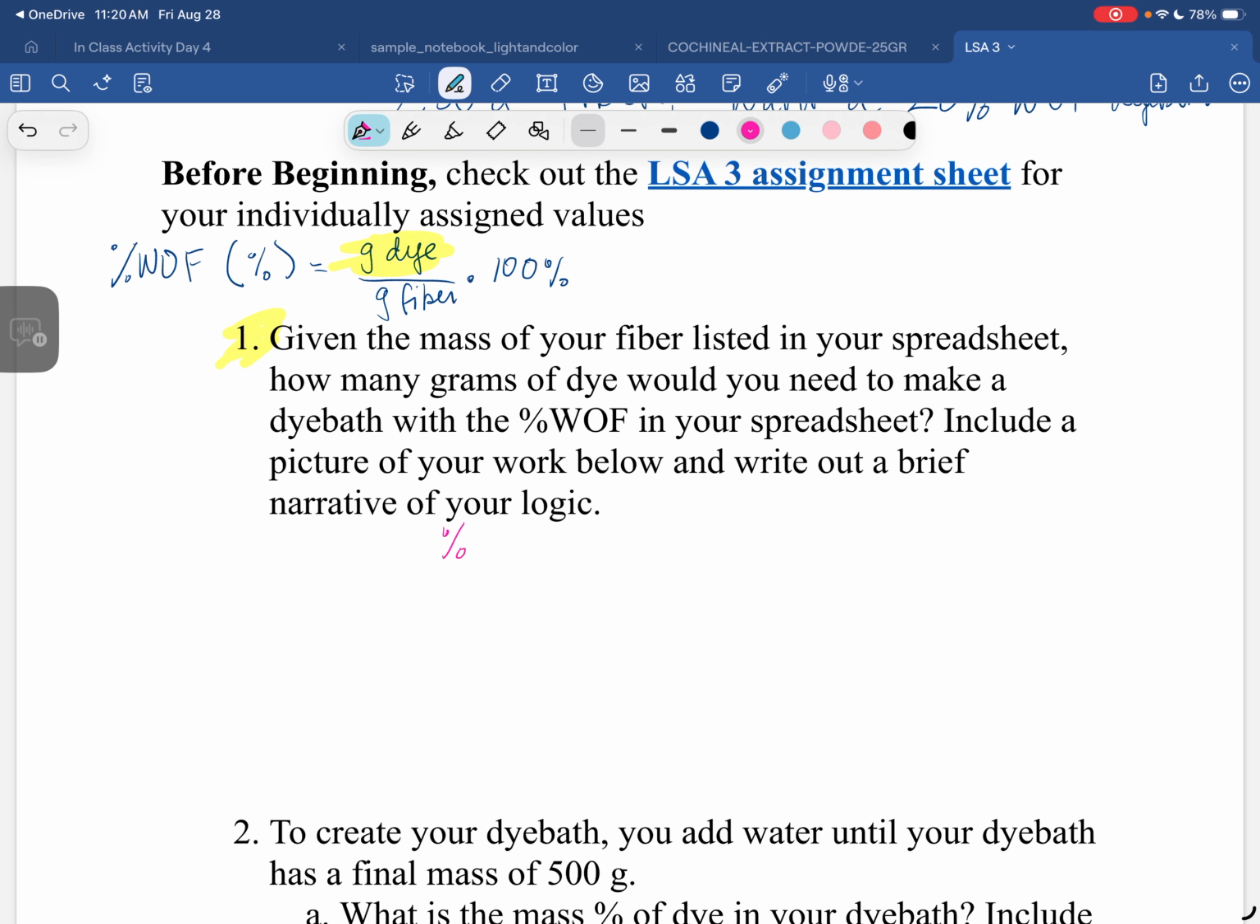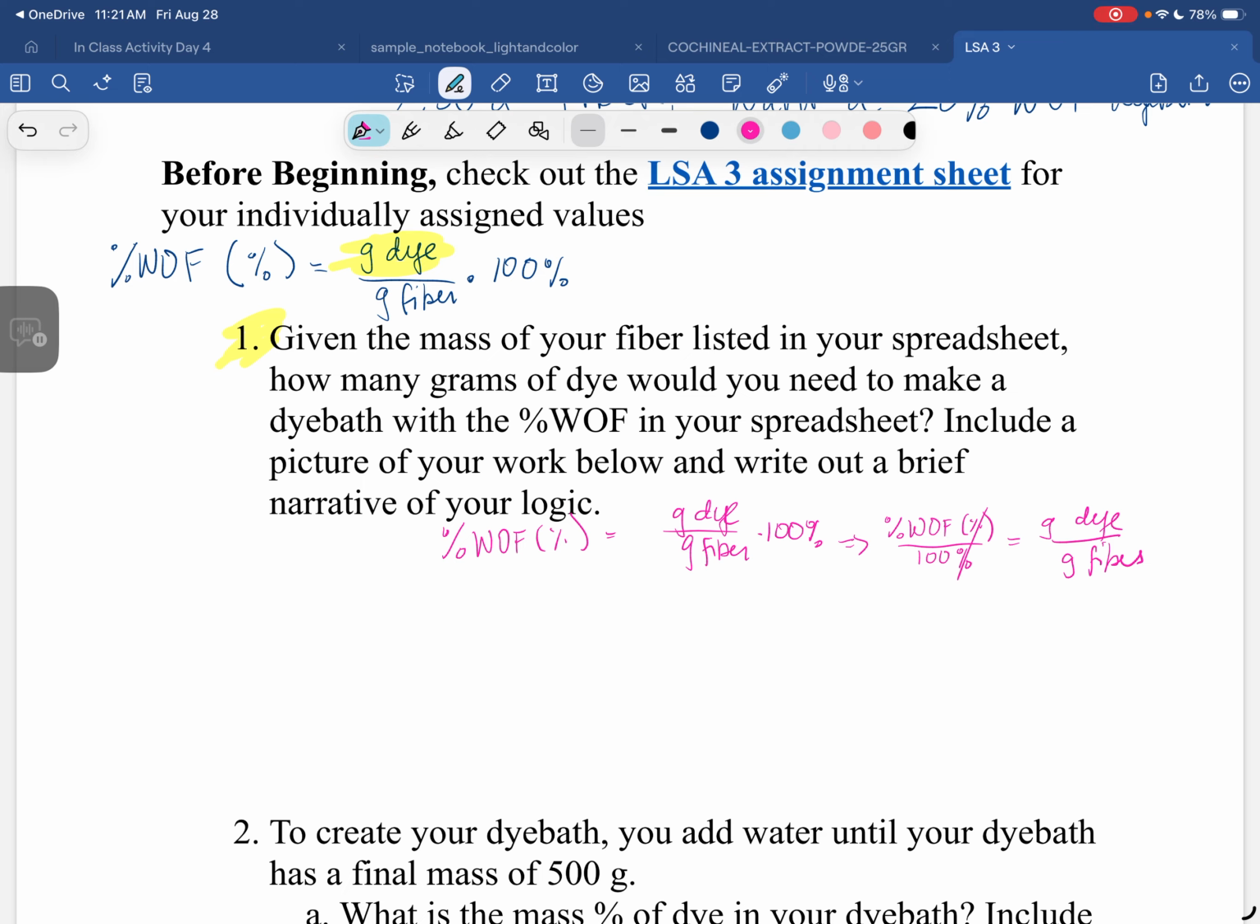So if I write out my equation here, percent weight of fiber in units of percentage is equal to grams of dye over grams of fiber times 100%. If I want to rearrange both sides to isolate for grams of dye, I can start by dividing both sides by 100%. So that's going to give me percent weight of fiber over 100%. All right, and the percentage units are going to cancel on both sides. That gives me grams of dye over grams of fiber.